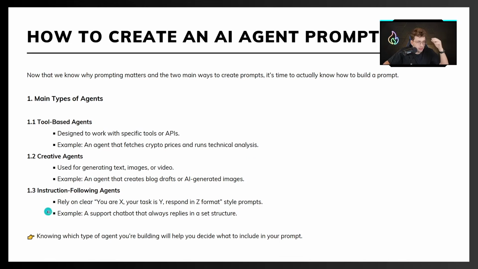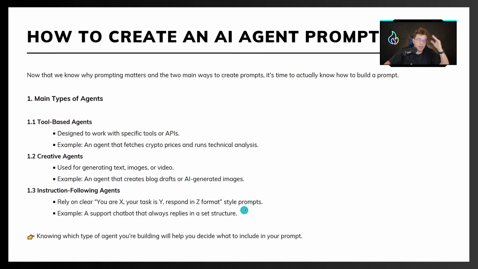And the third example of an agent, and by the way, these are the most popular ones, is the instruction following agent. So it relies on clear prompts like: you're X, your task is Y, respond in Z format style. For example, a support chatbot that always replies in a set structure. It can even be an agent that replies yes or no, okay? Or just, I don't know, a specific sentence you give it.